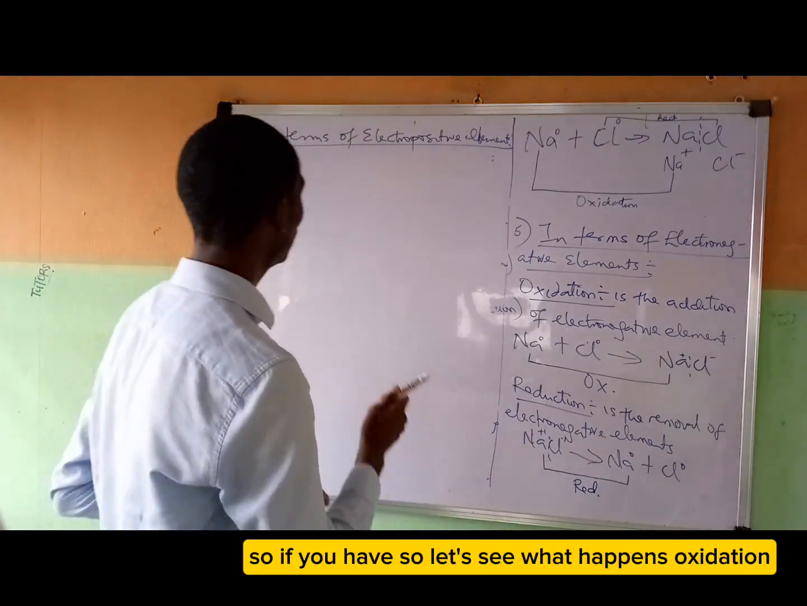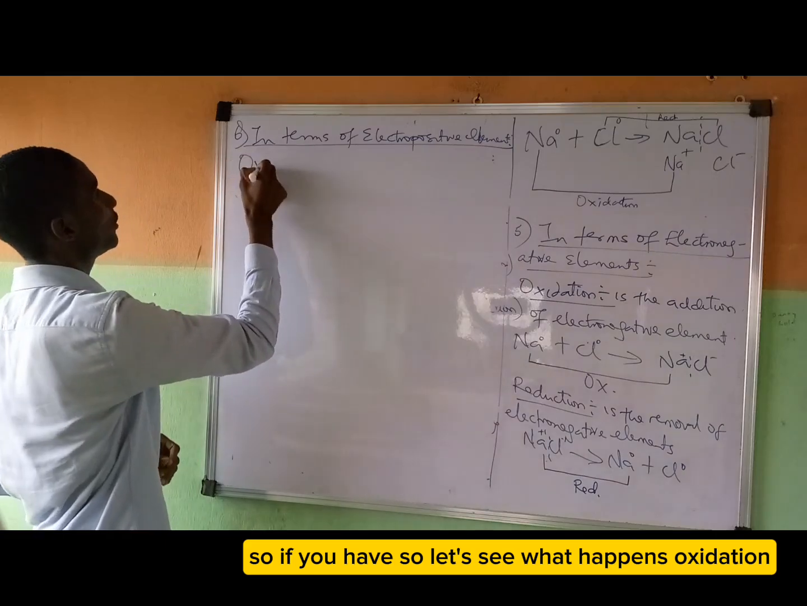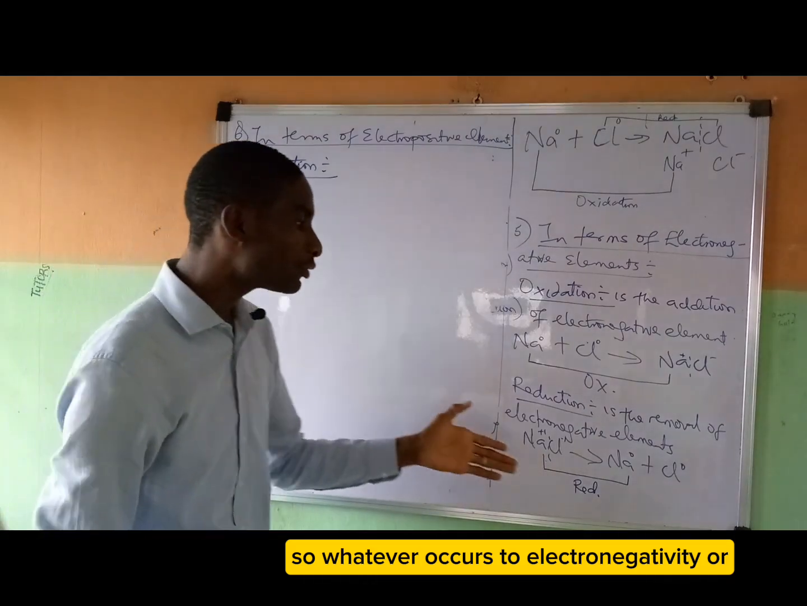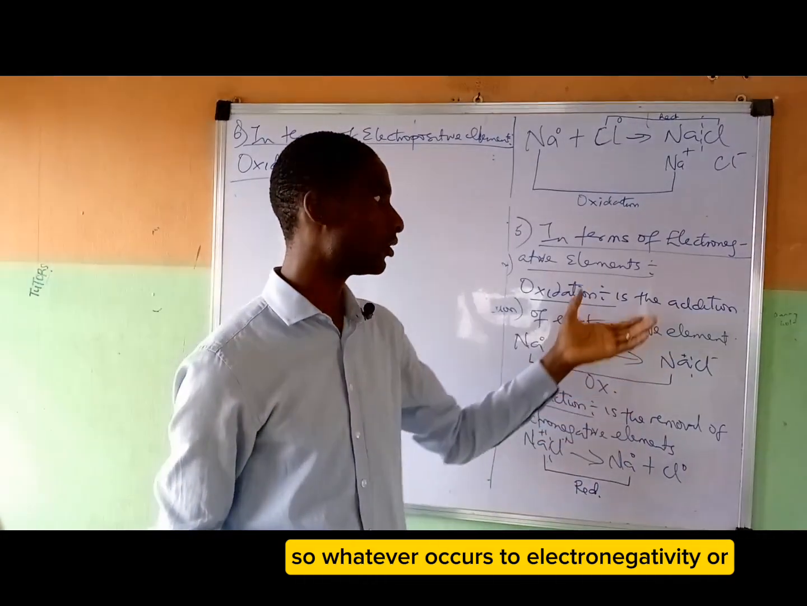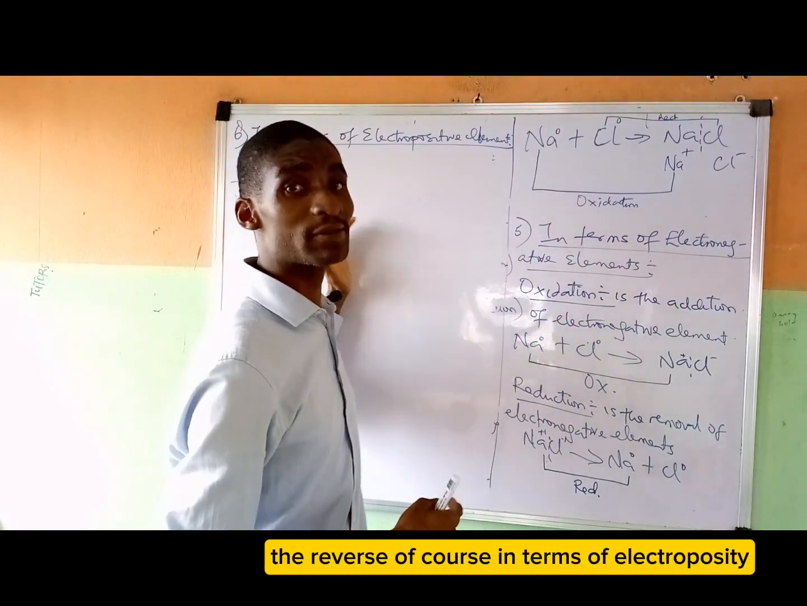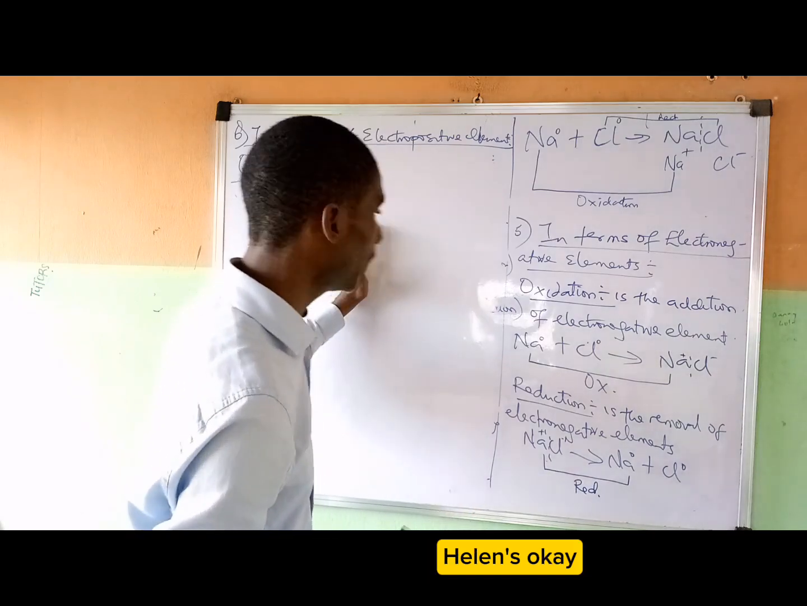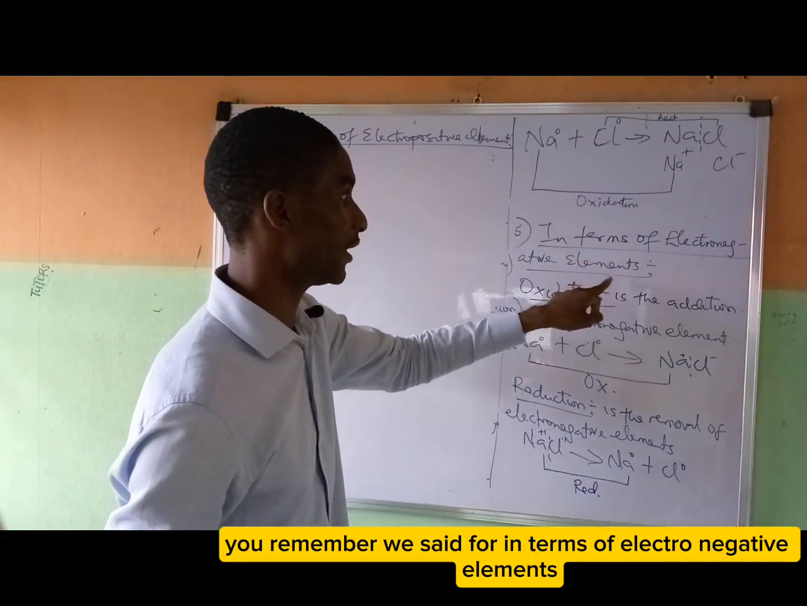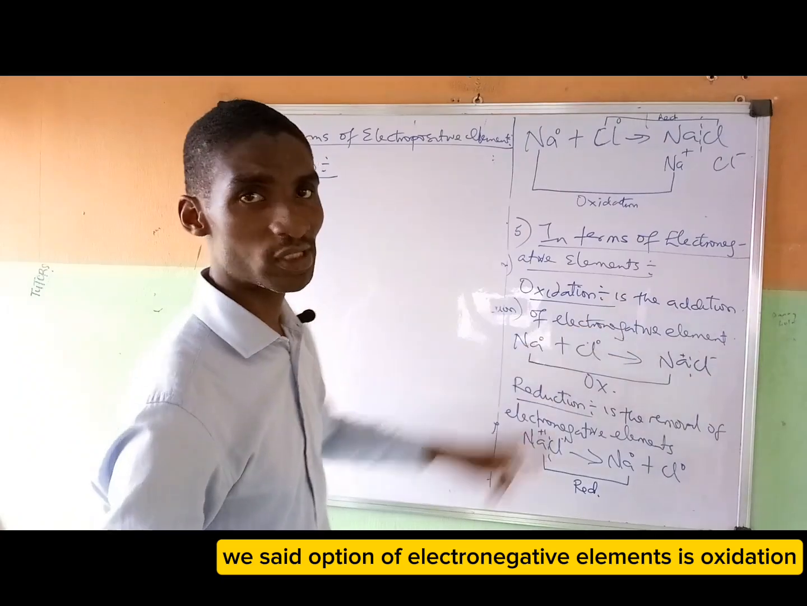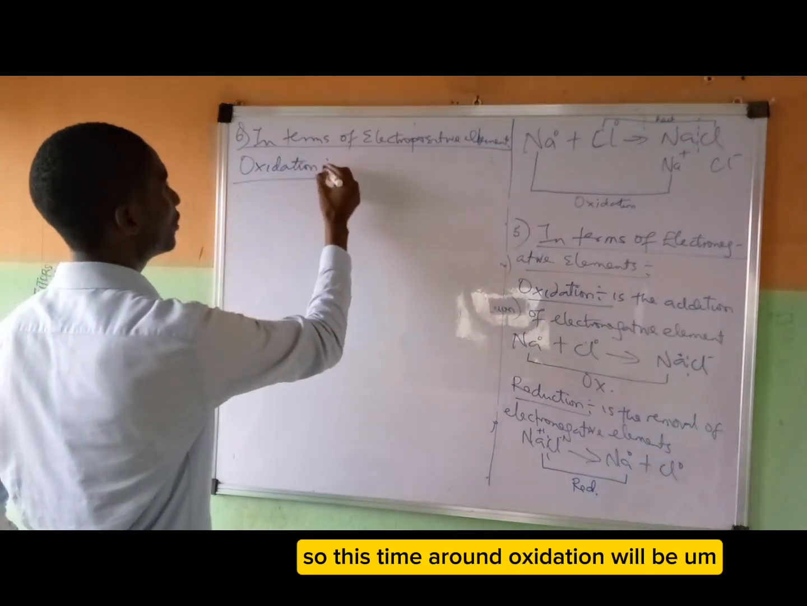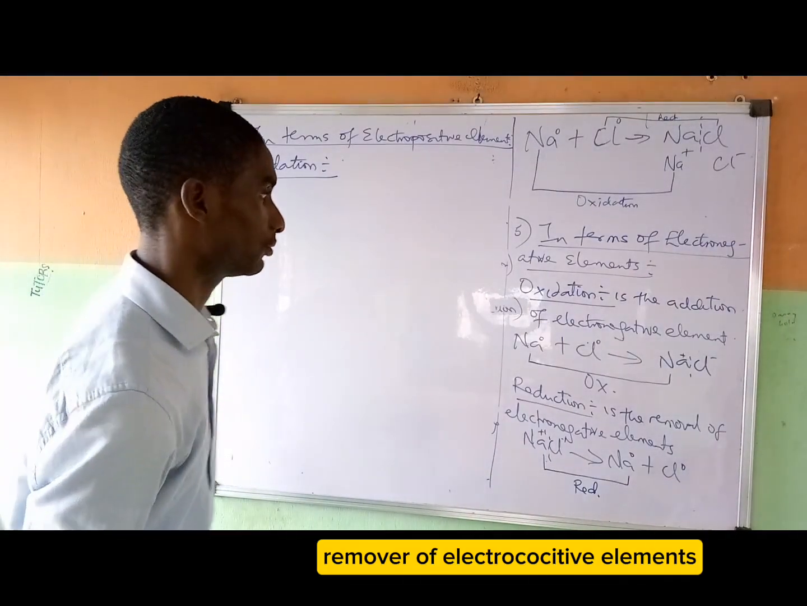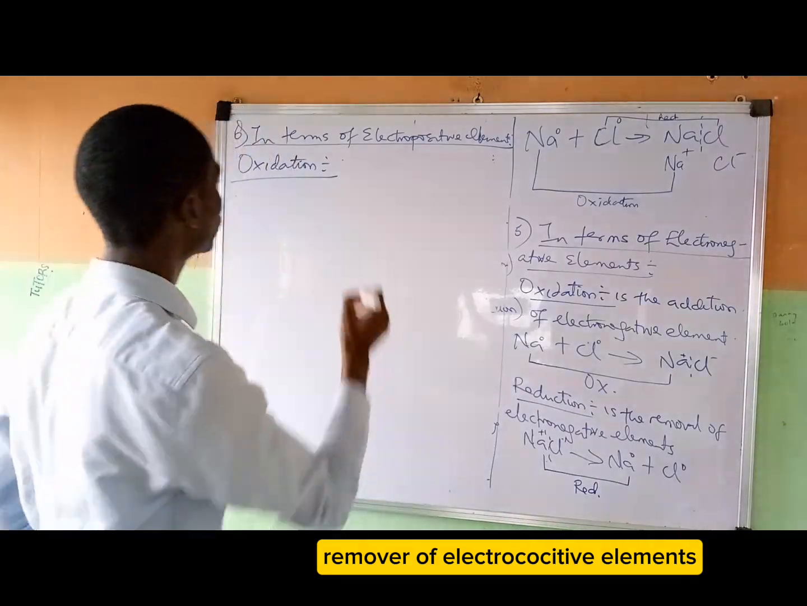So let's see what happens. Oxidation. Whatever happens in terms of electronegativity, the reverse occurs in terms of electropositive elements. You remember we said that in terms of electronegative elements, addition of an electronegative element is oxidation. So this time around, oxidation will be the removal of electropositive elements.